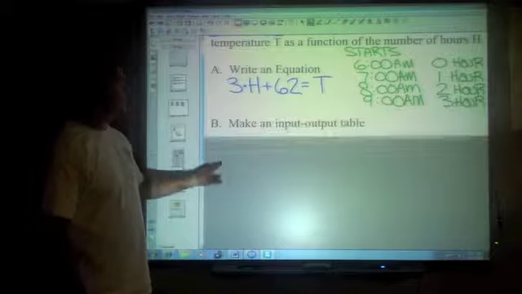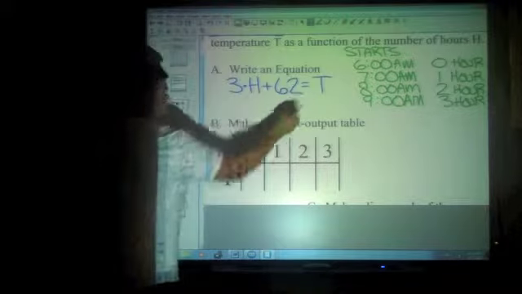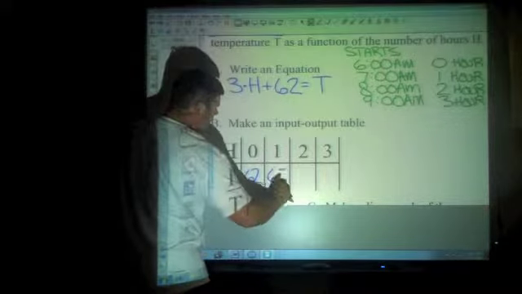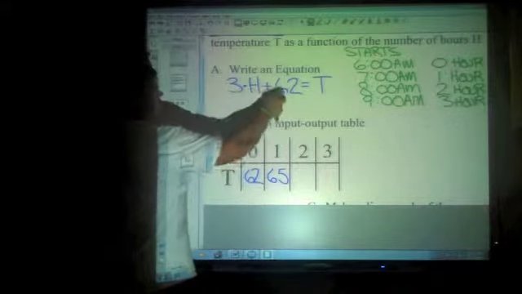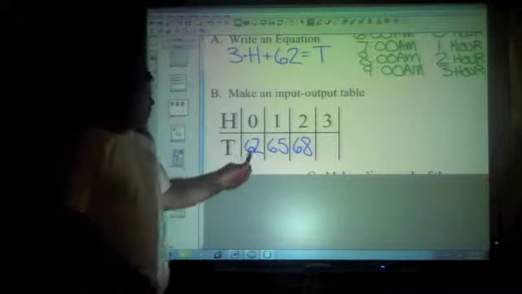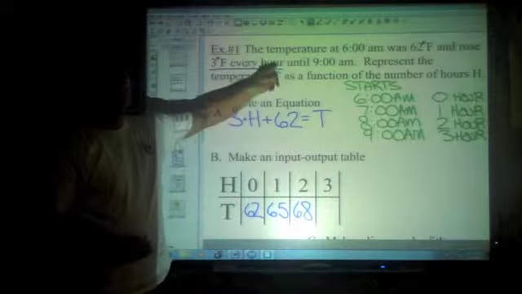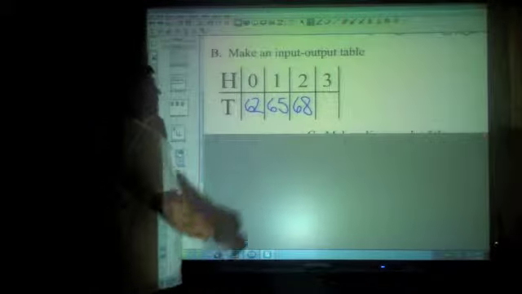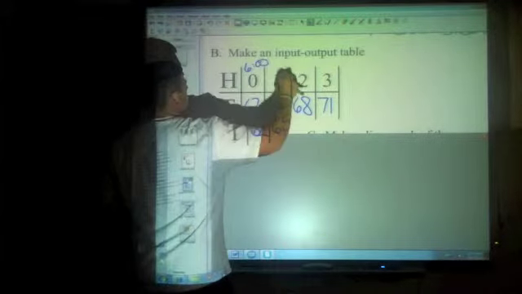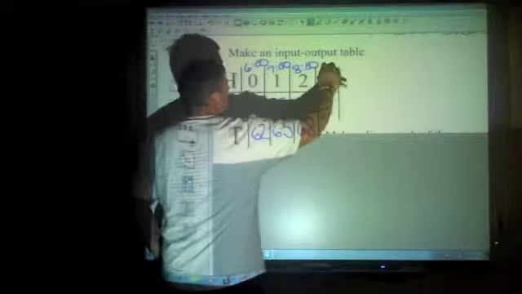All right, next, we make an input-output table. Now we've already kind of done this, so it should be easy. Again, we plug 0 in, 0 plus 62, 62 degrees. We plug a 1 in, 3 times 1 is 3, plus 62 is 65. We plug a 2 in, 3 times 2 is 6, 6 plus 62 is 68. Now someone might say, hey, I see a pattern. It's going up by 3 every time. That's good. It should be going up by 3 every hour. If it's not, we've probably done something wrong. So in the final hour, right here, it's going to be 71. Remember, this is representing 6 a.m. This is representing 7 a.m., 8 a.m., and 9 a.m.